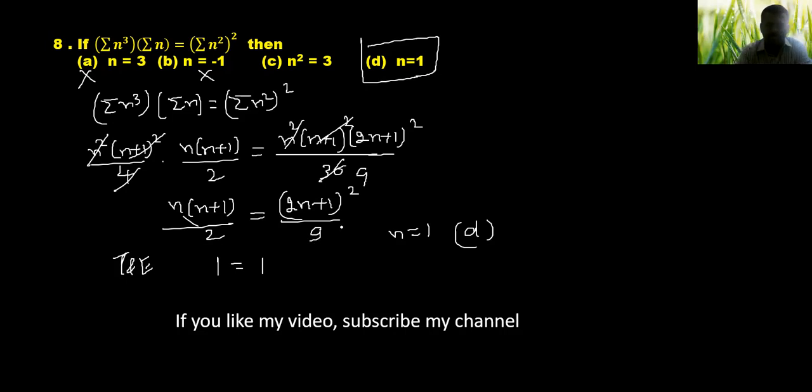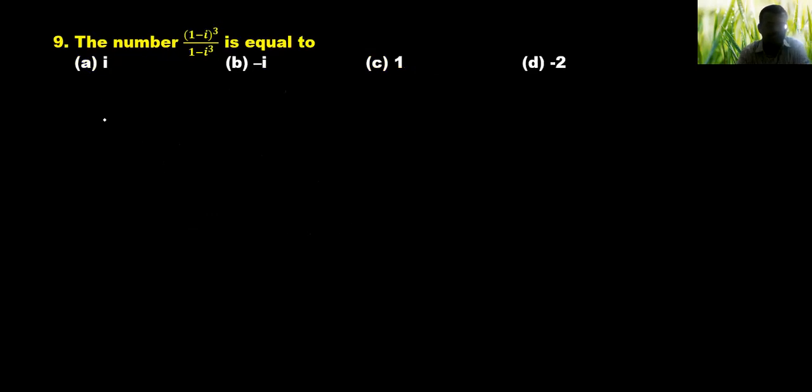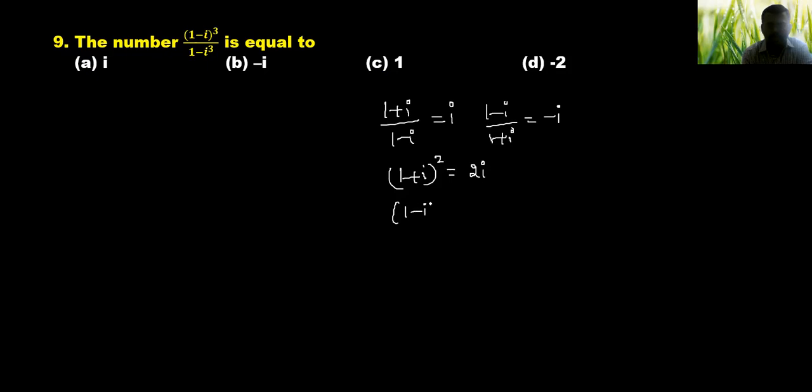Okay, next question, question number 9. The number (1 minus i)^3 by (1 minus i^3) is equal to. See, in complex numbers, we have some shortcuts. I will write here, so please remember this. (1 plus i) by (1 minus i) is i. (1 minus i) by (1 plus i) is minus i. (1 plus i)^2 equals 2i. (1 minus i)^2 is minus 2i. These four concepts you have to remember.